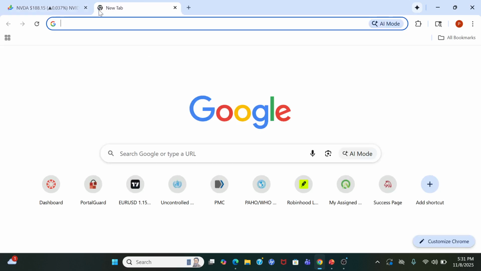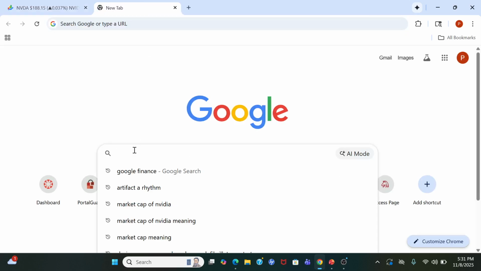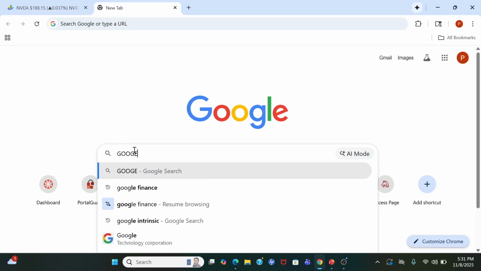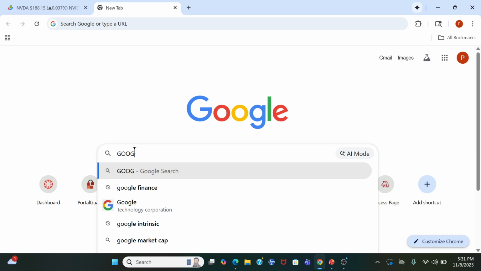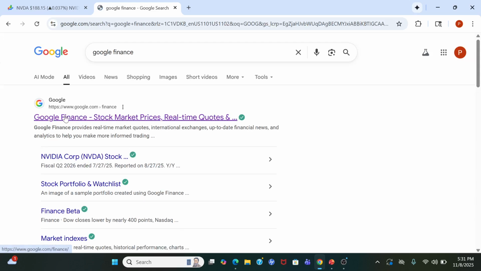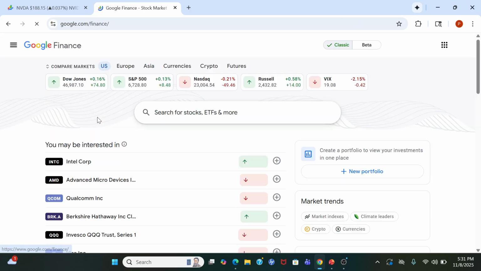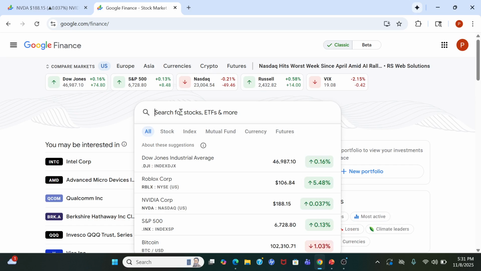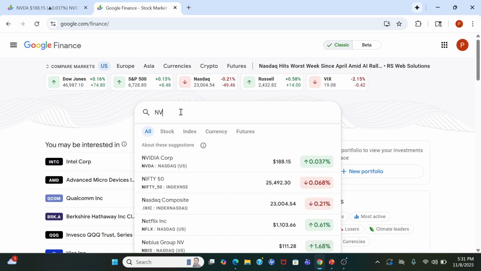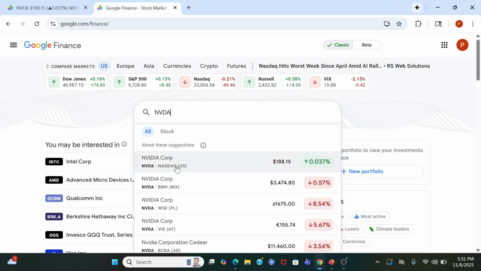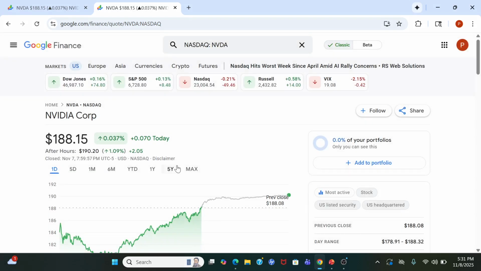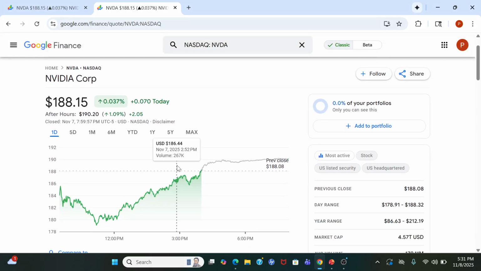Let's start. To begin, we will go to Google Finance. You type in Google Finance and use the first link that comes up. You click on it and then put in the symbol of the stock you're looking for, or you can type in the name. Now I'm going to use NVIDIA, which is NVDA. You click on it.